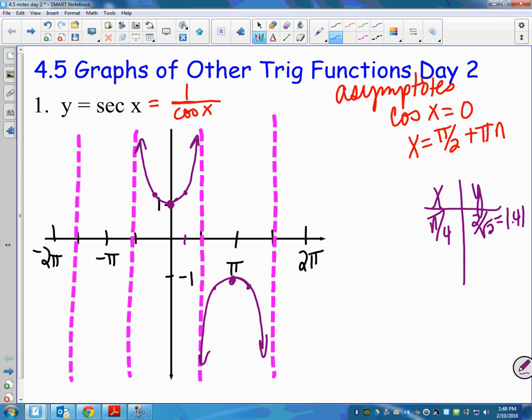And then what do you think is going to happen in the next one? I'm going to draw cosine. You don't do this, okay?